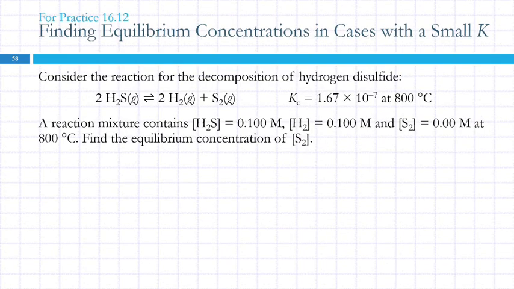Okay. Let's try a more real-world type problem. So here we've got hydrogen disulfide decomposing into hydrogen gas and sulfur gas. Equilibrium constant 1.6 times 10 to the minus 7. That's pretty small. Reaction mixture contains 0.1 molar H2S and 0.1 molar H2 and no S2. And they're asking us to find the equilibrium concentration of S2. They threw 800 degrees Celsius in there. We don't need to worry about that. This is the correct rate constant at that temperature. We are dealing with a reaction at that temperature. So we don't need to worry about that.